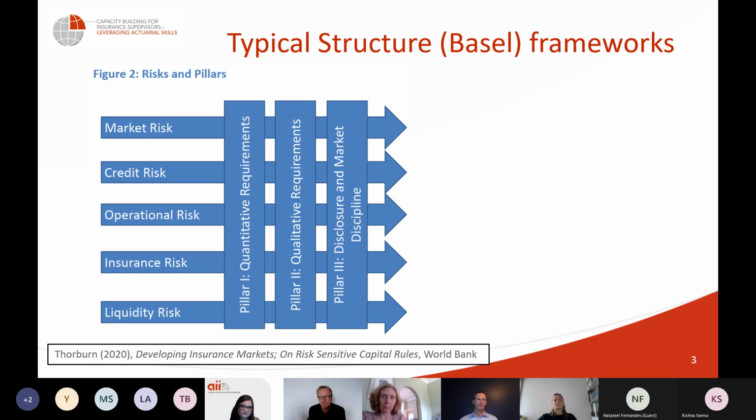So that then means perhaps the weight of the pillars that you're pursuing is going to be a little bit different, and you might pursue more attention on pillar 2, the supervisory activity.